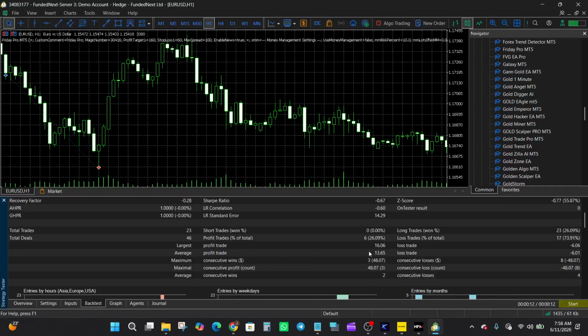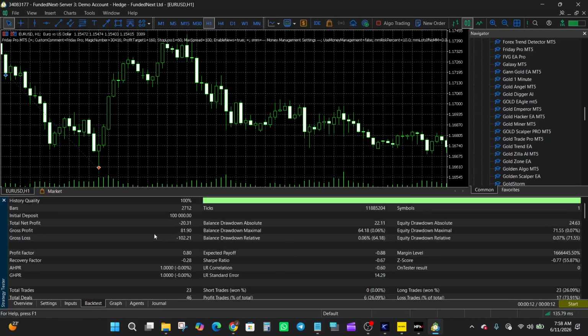Largest profit was just $16.06. Largest loss $6.06. Average profit $13.65. Average loss $6.01. So the average risk to reward ratio is actually good, but the win rate is very poor. So it's not surprising to see a little negative total net profit.